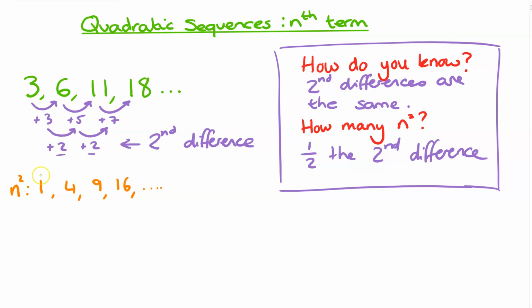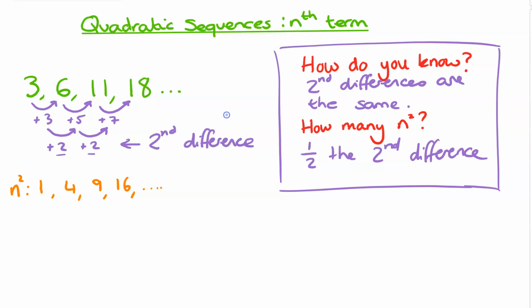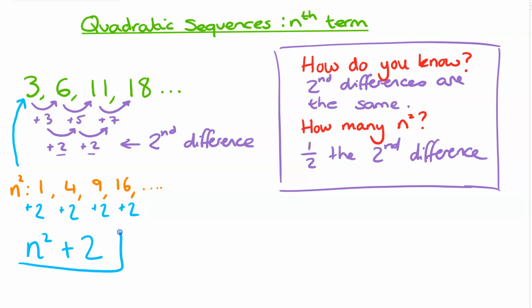To get from these numbers to these numbers, what do I need to do? Well, I need to add 2 to that one, add 2, add 2, add 2. So all of the green numbers are the n squared numbers, add 2. That is your nth term sequence. The n squared numbers have to be adjusted to make the green numbers by adding 2 to each one.